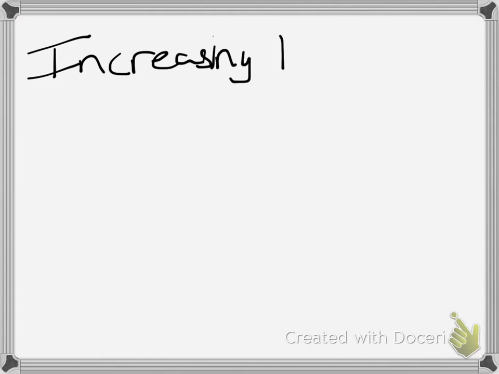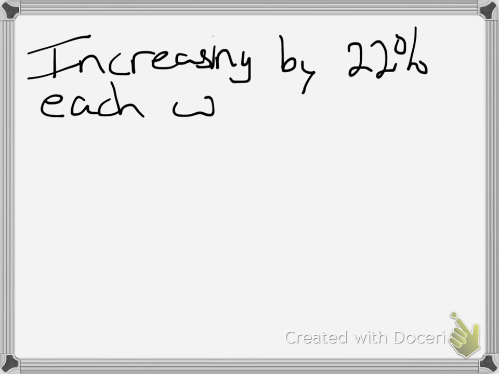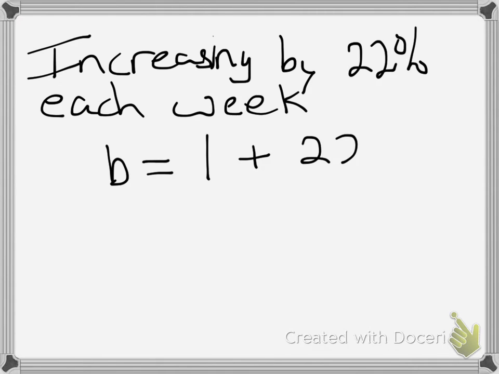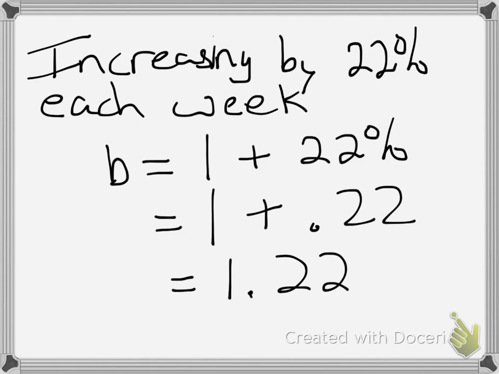Determining the b value can be kind of the challenge at times for a lot of students. In a story problem, if you see the following phrase, increasing by 22% each week, well, in this case, your b value has to equal 1 plus that 22%. So in other words, your b value is 1 plus 0.22 or 1.22.